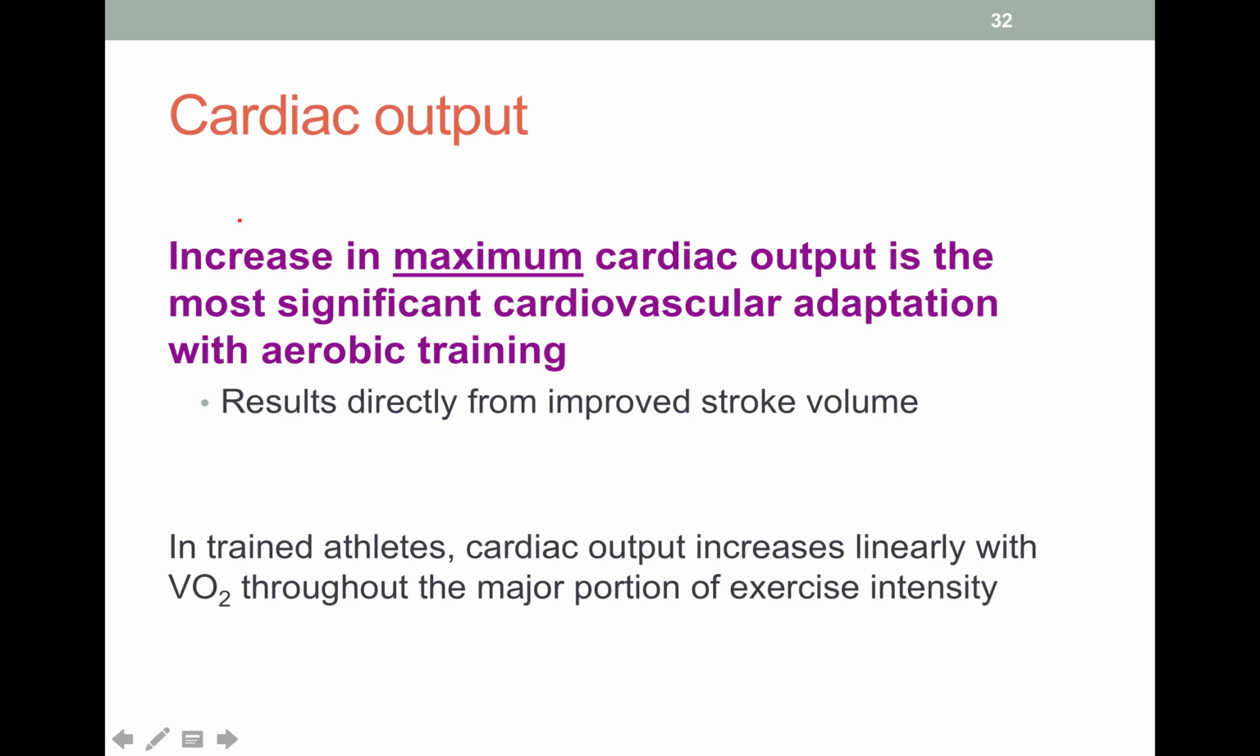Like I mentioned before, especially when we're thinking about maximum cardiac output, the results directly relate to improved stroke volume. In trained athletes especially, cardiac output increases linearly with VO2 throughout the major portion of exercise intensity. So as exercise intensity goes up, cardiac output goes up proportionately. And that should make sense. We need to distribute more blood. We need more oxygen. Therefore, we're asking identical levels of stress of the heart.